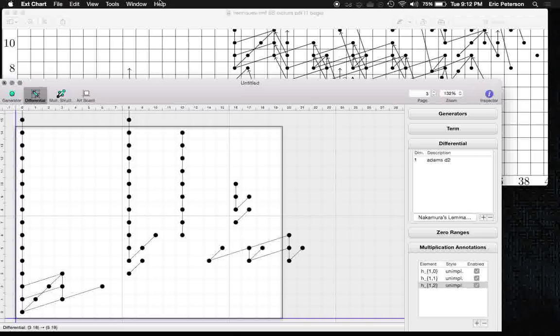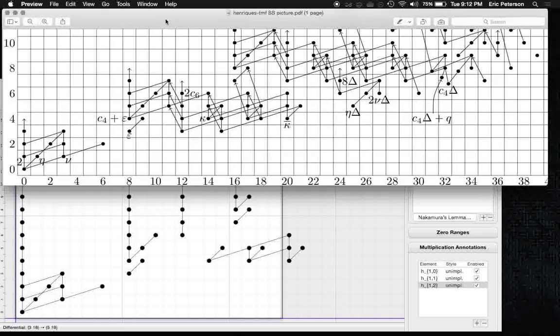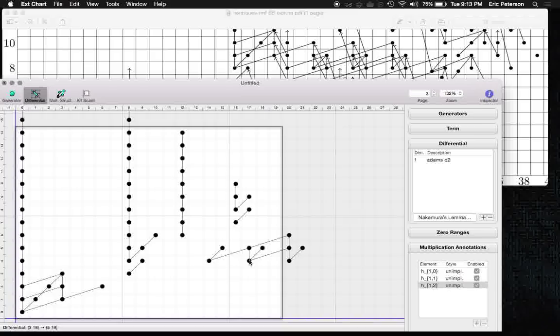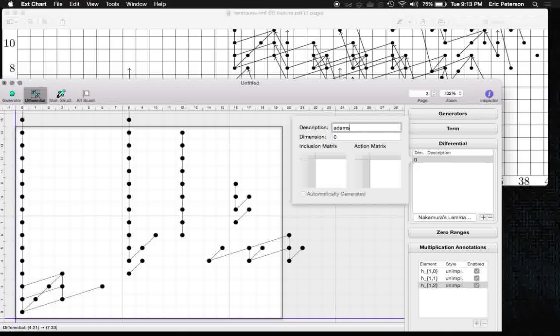When I turn the page, this is what I see. And I'm going to compare with the picture above. This looks pretty good. We did, in fact, catch all of the Adams d2s, but there's a d3 here. So once again, you look at the names of this class, and you can draw the differential in. So in future iterations of Ext Chart, I would like to add the feature where you can just click on this class. It'll autofill this column for whatever homology representative corresponds to that class. But we haven't quite gotten around to that, so you're required to poke in these ones and zeros where they belong.